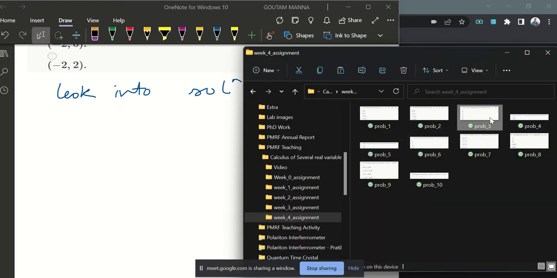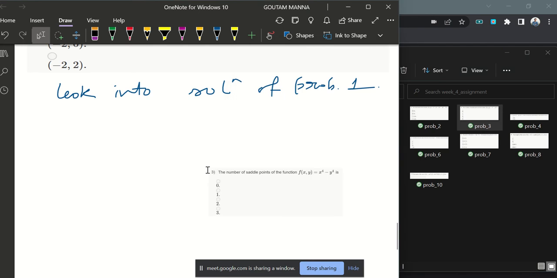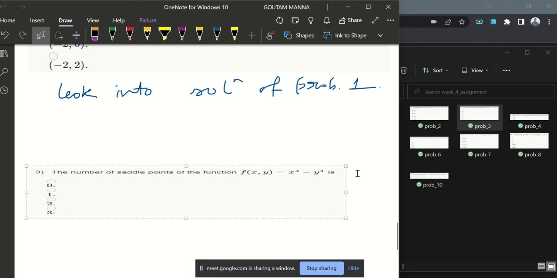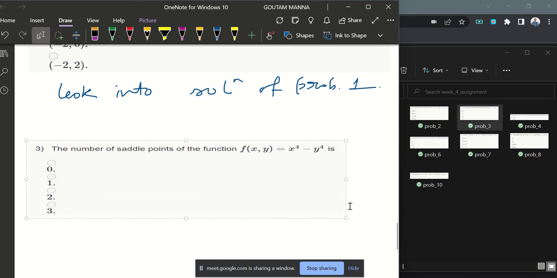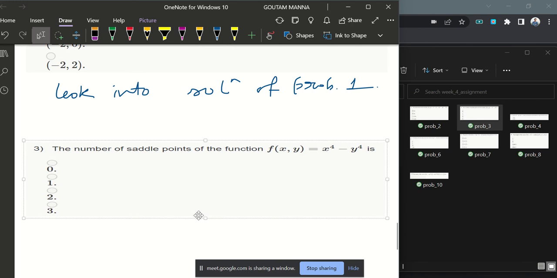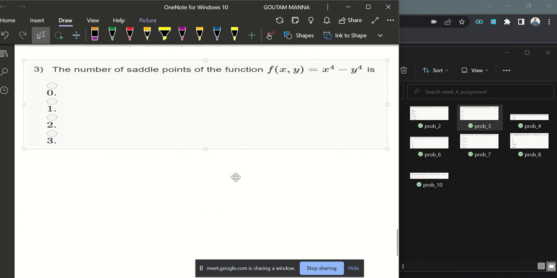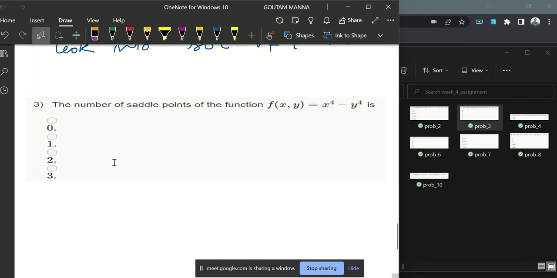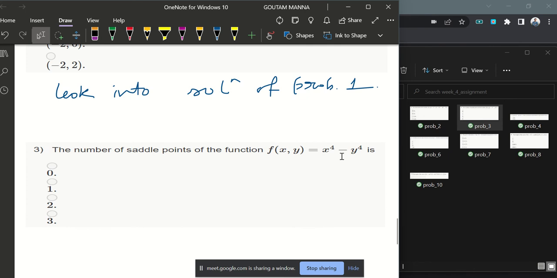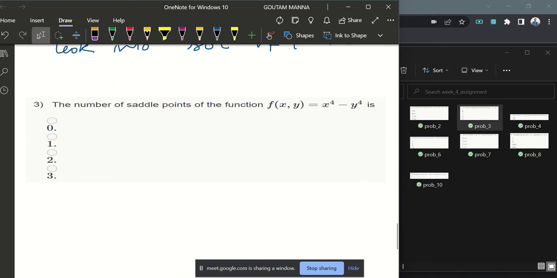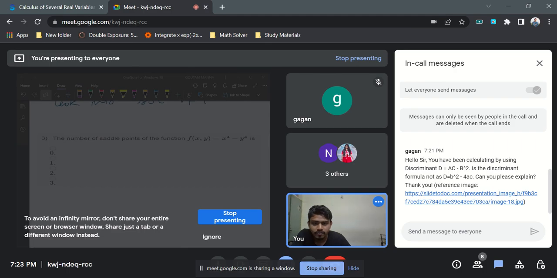Now the next problem. So in problem 3 you are given a function that is f of x y equals x to the power 4 minus y to the power 4, and you have to find out the number of saddle points.